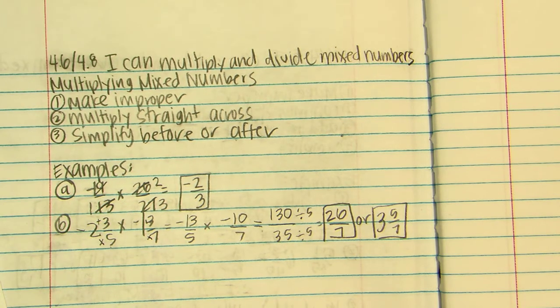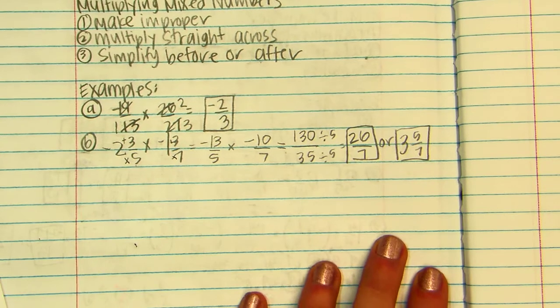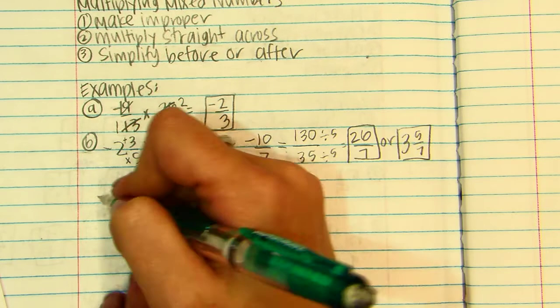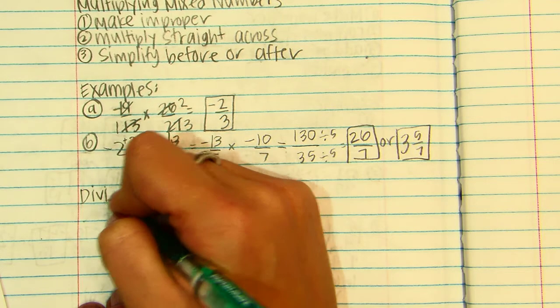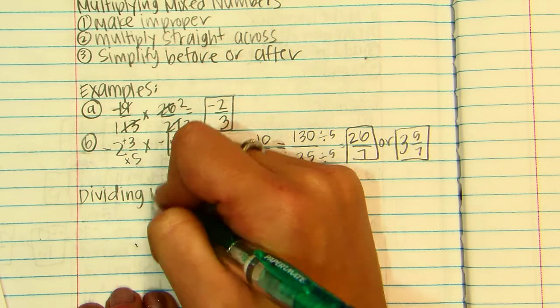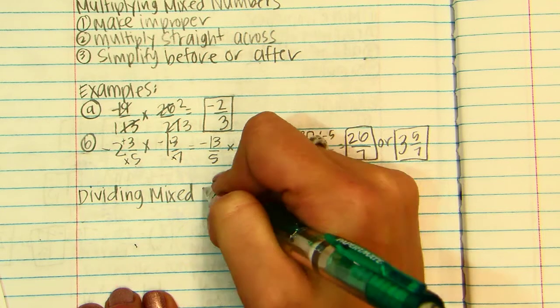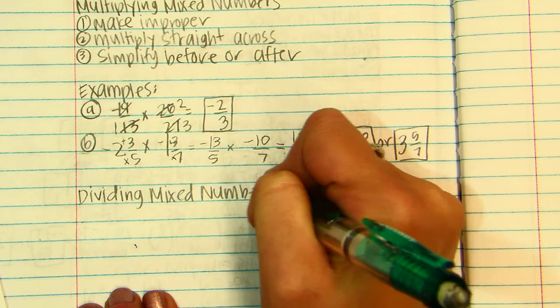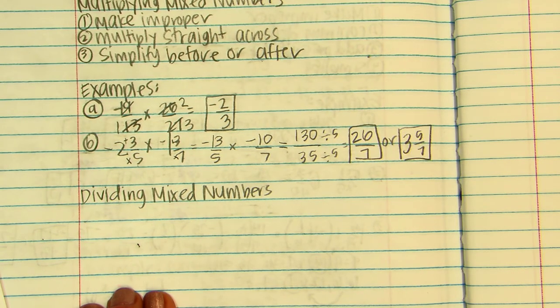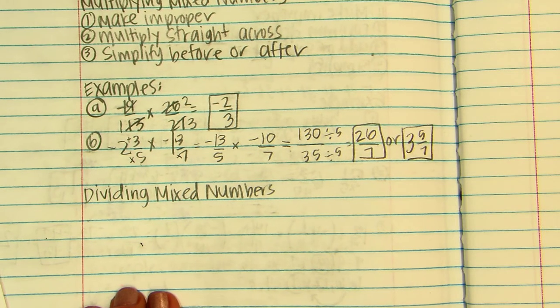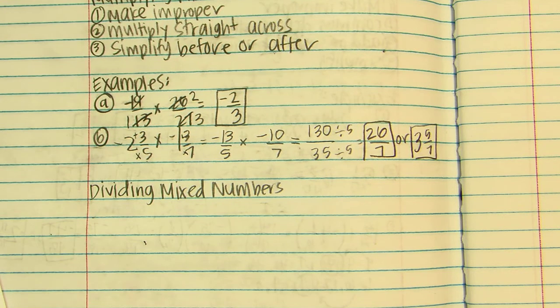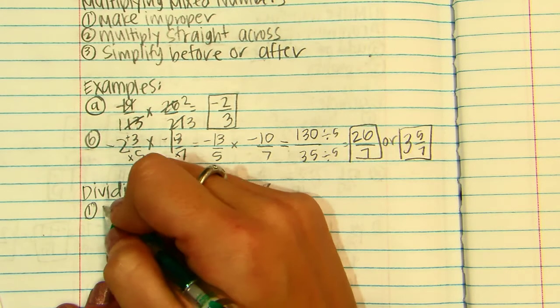All right, let's do some problems where we're dividing. So I'm going to move this up. We're going to write down dividing mixed numbers right here. Dividing mixed numbers. And there are 4 steps when we're dividing. The first step is to make them improper again.